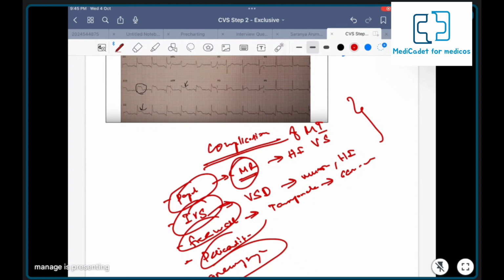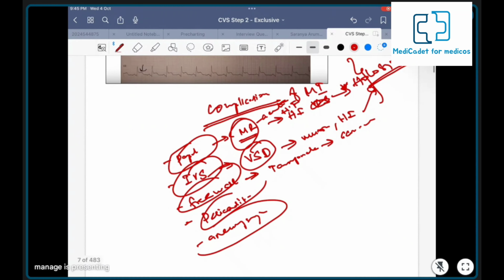What is the murmur for MR? It's a holosystolic murmur. And VSD is also the same holosystolic murmur. So you should be able to differentiate between them based on the presentation. Here, most of the MR patients will have acute heart failure. Based on that, you can differentiate these things.